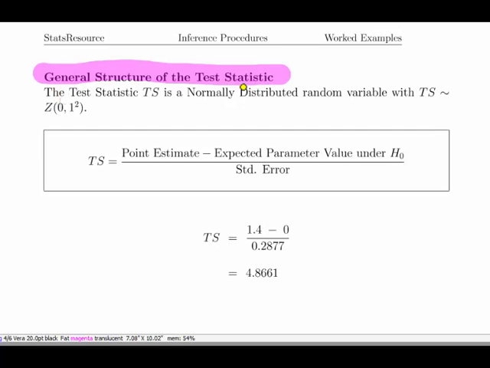So we're actually calculating the actual test statistic, and the test statistic is a normally distributed random variable, distributed according to the standard normal distribution with a mean of 0 and a variance of 1 squared. Just make a quick statement about that. Don't write in TS. Just say what it is. This is the general structure here. It's the point estimate minus the expected difference in means of the null hypothesis divided by the standard error. Now, just as a quick remark, the point estimate is the difference in the means.